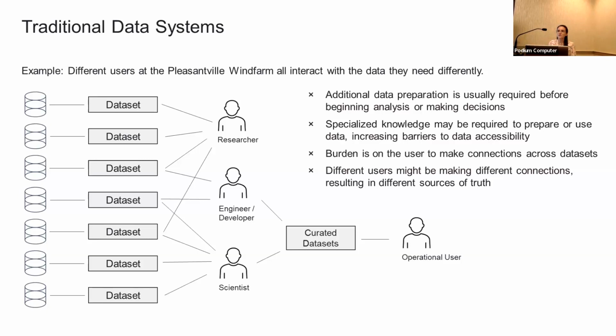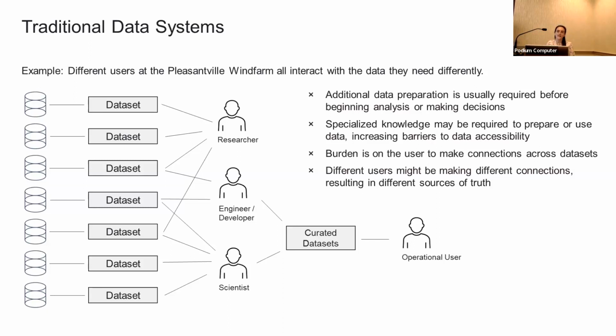I think a really useful place to start in understanding what an ontology model or concept is and how we're defining it is first taking a look at what a traditional data landscape looks like without one. If we use the example of the Pleasantville wind farm, you might have data source systems or sensors coming off turbines or components of the turbines. They're producing data sets, and those data sets are being interacted with by different users at the wind farm.